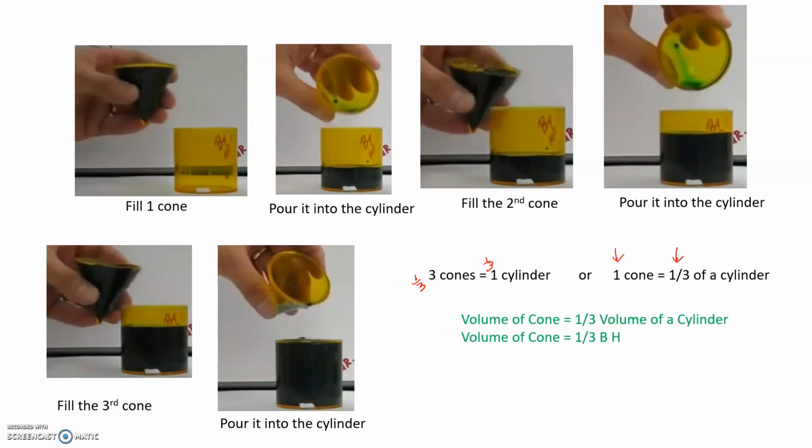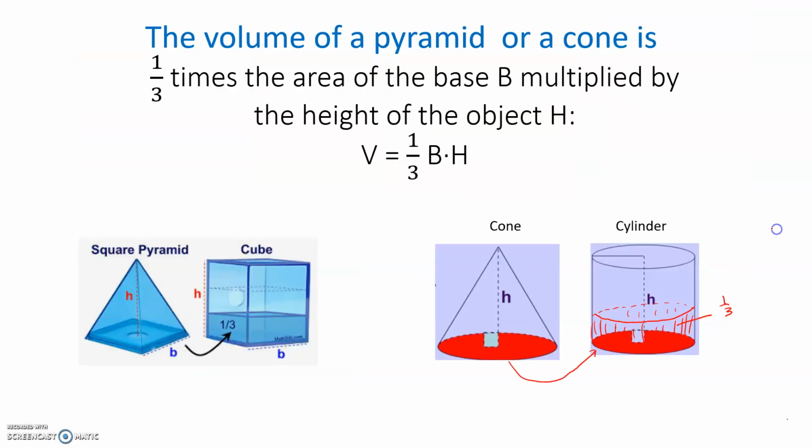So the volume of a cone is 1/3 the volume of a cylinder, and since the volume of a cylinder is base times height, area of the base times the height of the object, then the volume of the cone is 1/3 area of the base times the height of the object. So just to review, here it is again. Here's your conjecture number 93. The volume of a pyramid or a cone is 1/3 times the area of the base multiplied by the height of the object.